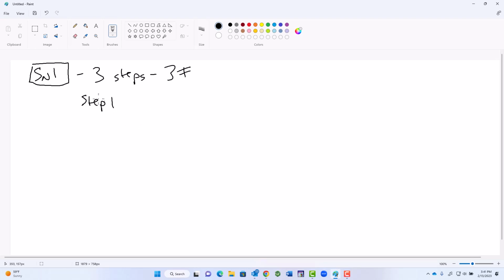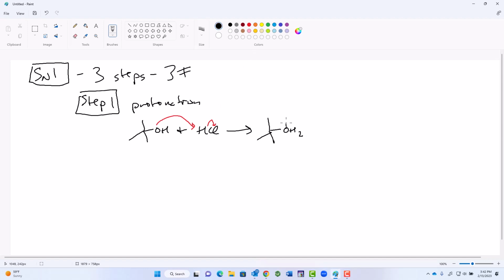So step 1 is going to be protonation. Looking at the example we had before, we have t-butanol plus HCl, and we'll draw the arrows. So we have the alcohol attacking the H and pushing onto the Cl. We are left with the alkyl oxonium ion plus Cl minus.